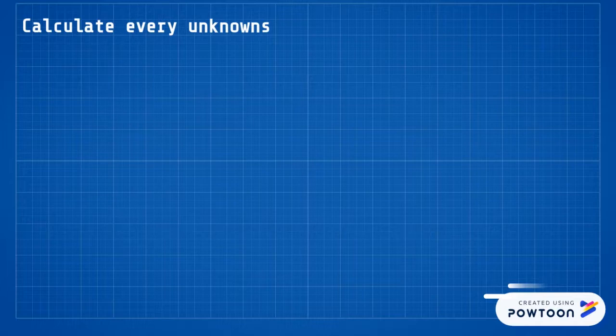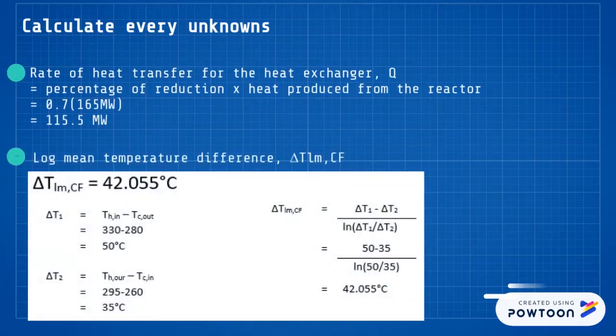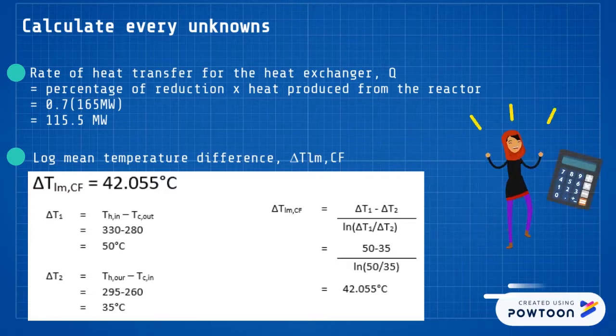Time to calculate. Rate of heat transfer, Q, is equal to percentage of reductions times heat produced from the reactor, and from this, it will give us a value of 115.5 megawatt. To find the value of delta TLM, it can be done by calculating the values of delta T1 and delta T2 and substituting it into the delta TLM equation, which will then equals to 42.055 degrees C.